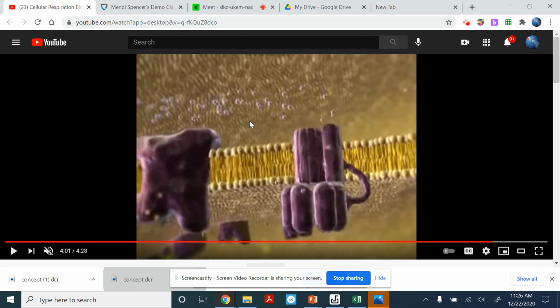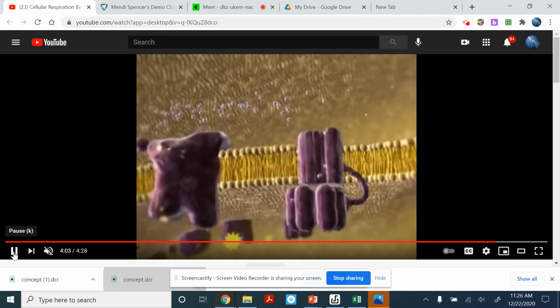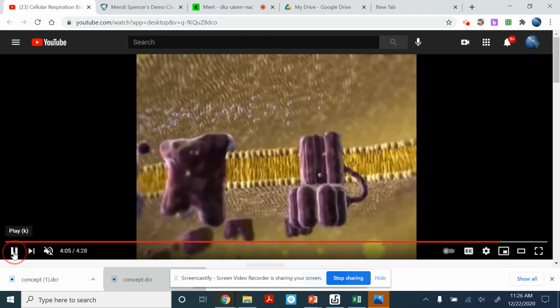But what happens is the protons flow. Protons can flow through ATP synthase, which causes it to be able to change its shape. And that shape change allows it to take ADP and a phosphate and put those together. Okay? All right.